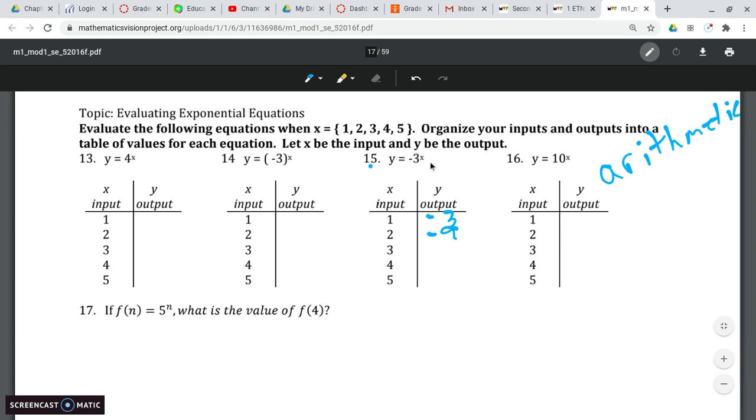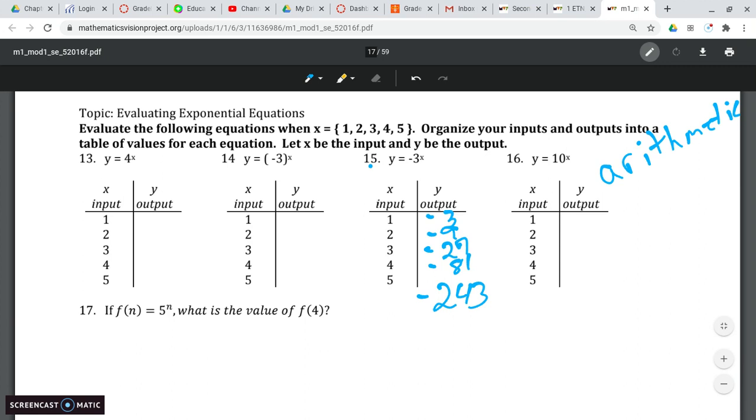So 14 and 15 are different. Even though they look the same, these parentheses completely change 14, okay? So be careful with that. So now if we take 3 to the third power, we're going to get 27, so we'll end up with a negative 27 for 4. 3 to the fourth power is 81, and then it's going to be negative, and 3 to the fifth power is 243, so it'll be a negative 243.